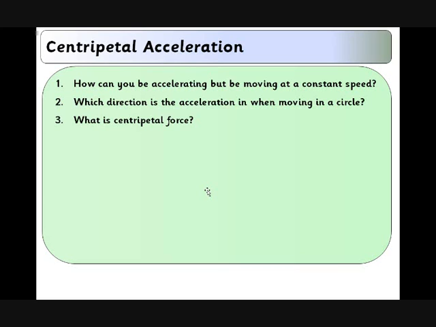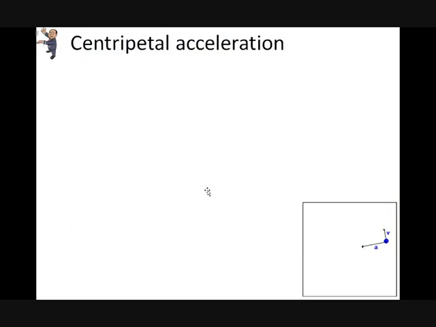Okay, the second lesson on circular motion, we're just going to talk a little bit about centripetal acceleration. We mentioned this in the last lesson, but it's just really to tidy it all up and introduce a couple of new formulas. The main idea is how can you be accelerating but be moving at a constant speed? Which direction is this acceleration when you're moving in a circle? And what is centripetal force? Can we define it with an equation?